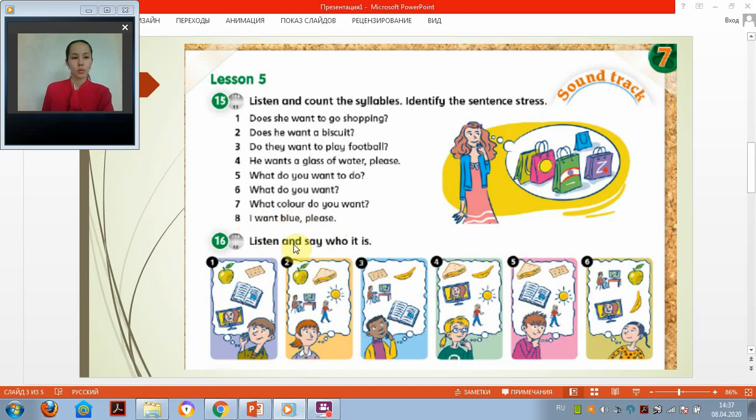Okay, now let's go to the next exercise. 16. Listen and say who it is. Students, you are going to listen, and in this listening you should identify which boy or girl it is. You should guess. So let's start. You will listen and say which child it is. They say what they want, and you find which number the child is. Are you ready to listen? Yes? Okay, let's start.